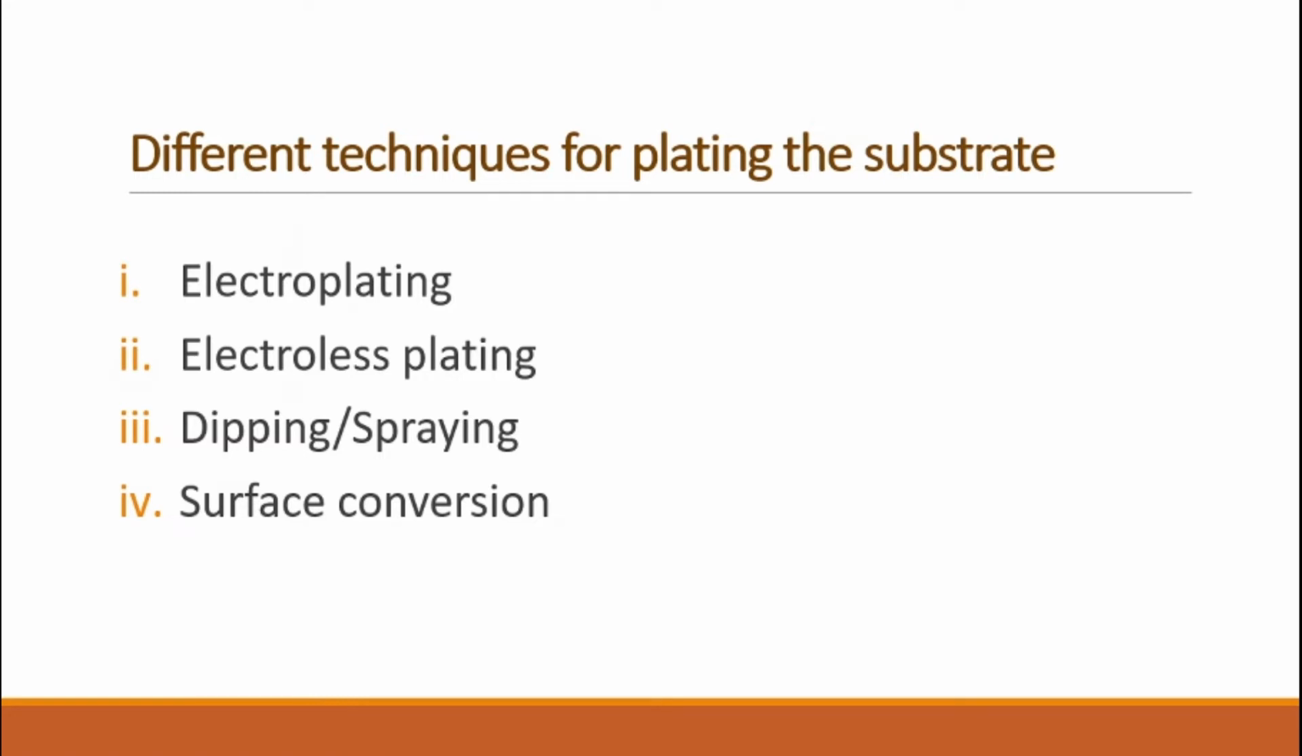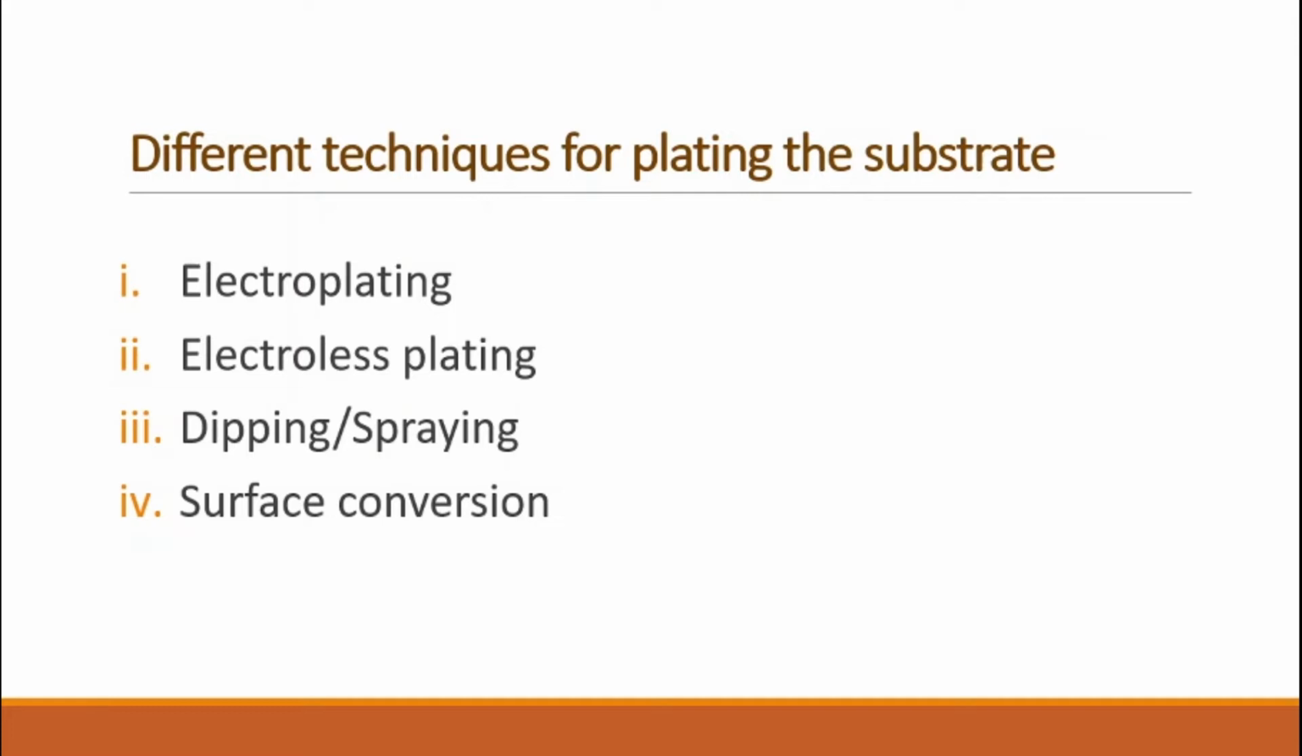In order to deposit a metal or alloy on the substrate, there are several paths we can follow, and some important ones are electroplating, electroless plating, dipping or spraying, or surface conversion. I will briefly tell you what these are about. Electroplating is about depositing a metal or alloy on the substrate by passing electricity through it. That's why it is called electroplating. Then electroless plating is doing the same thing without using electricity. Hence it is called electroless plating.